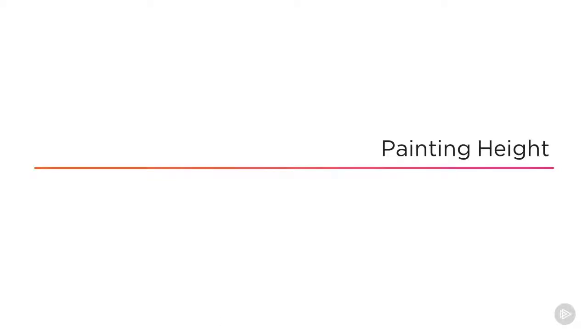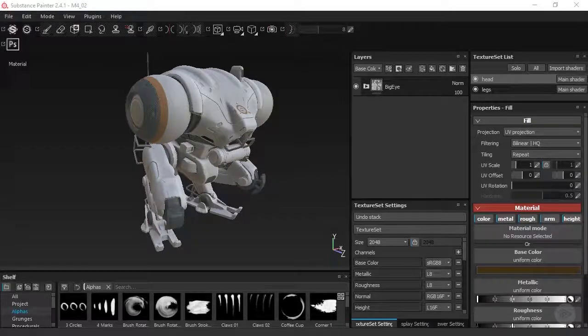Now that we're in the detailing phase, we can begin by painting in some panel lines. Painting height information is a great way to add details to your mesh that you may have forgotten or that was just too time consuming to model in your high-res mesh. In this lesson, we'll use the height channel to add more panel lines to the head portion.